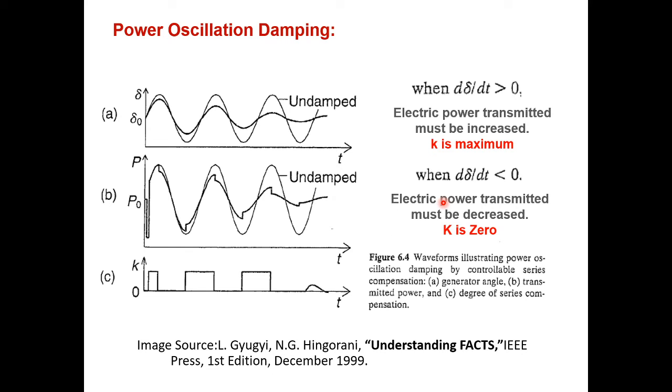Next, power oscillation damping. Try to differentiate the load angle with respect to time. If it is greater than 0, the electrical power transmitted must be increased, and obviously K is at its maximum value here. When it is less than 0, the power is reduced and the K value becomes 0. There I can improve power oscillation damping. Electrical power transmitted is increased if and only if the derivative of the load angle is greater than 0 and the K value is maximum, which means we can have this maximum power. This is one more application of series compensation.